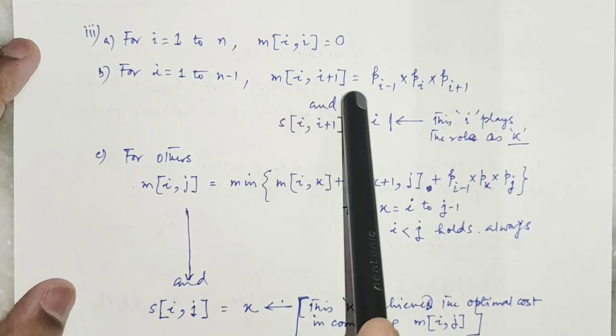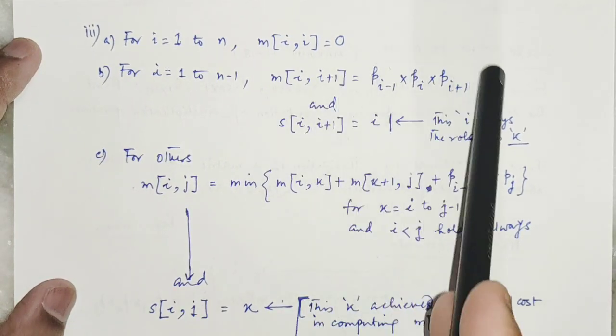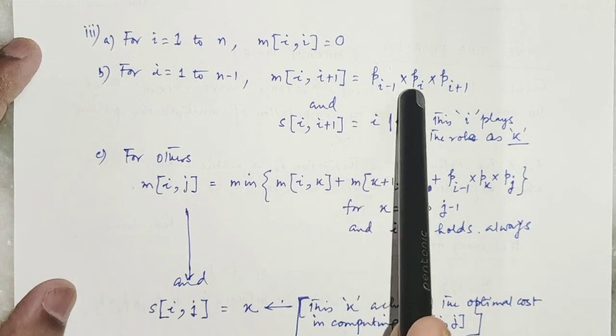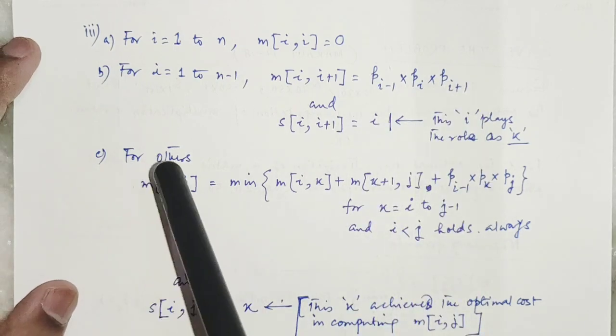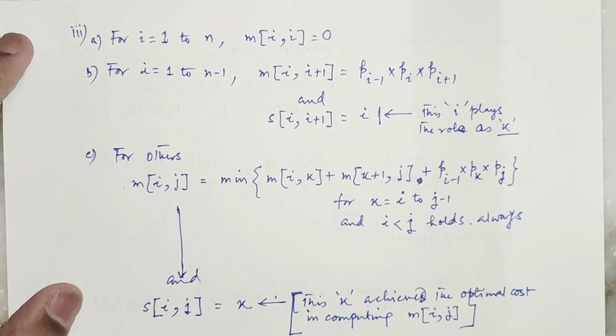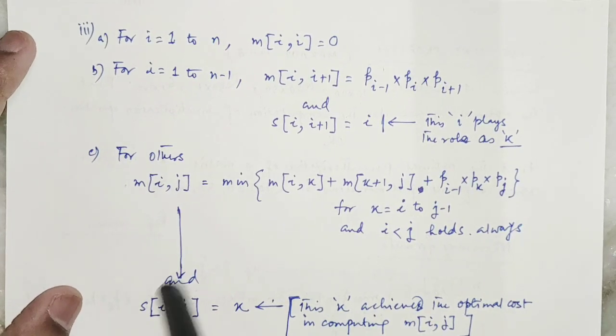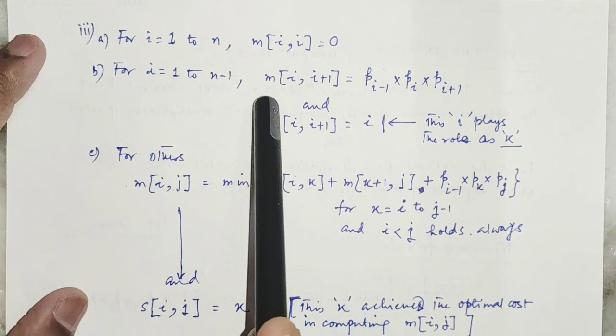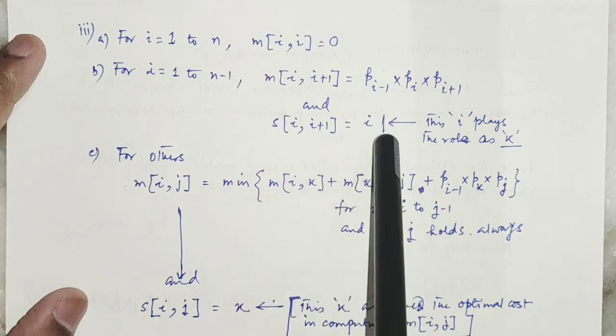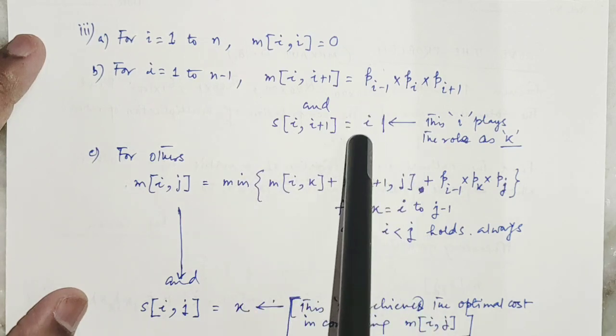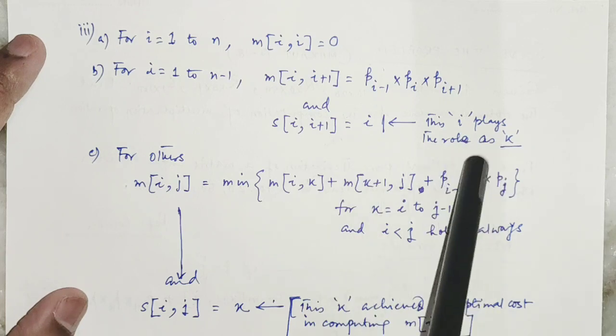Then the second, you can go for i equals to 1 up to n minus 1. Then M of i comma i plus 1 is basically the scalar multiplications only, that is p i minus 1 into p i into p i plus 1. If you go through the derivations of the formula which I have discussed in the last class, you will find this extraction actually. And in that case, S of i comma i plus 1 will receive the value of i. So this will play the role like k.